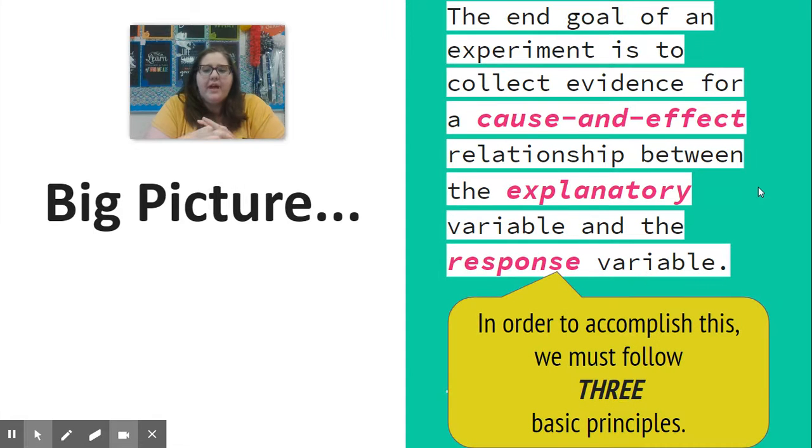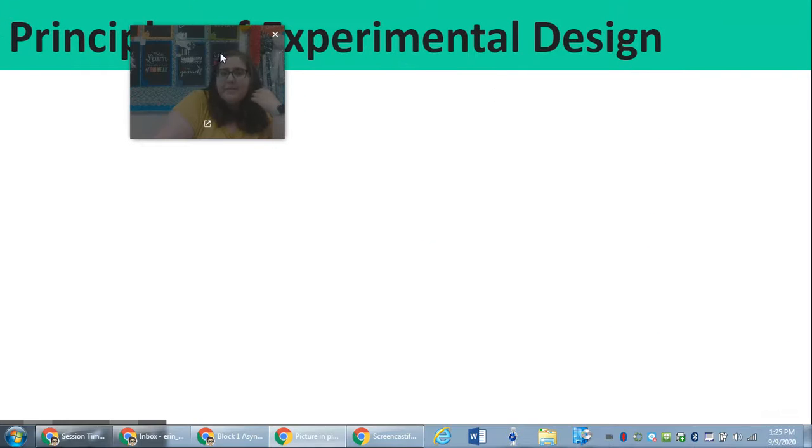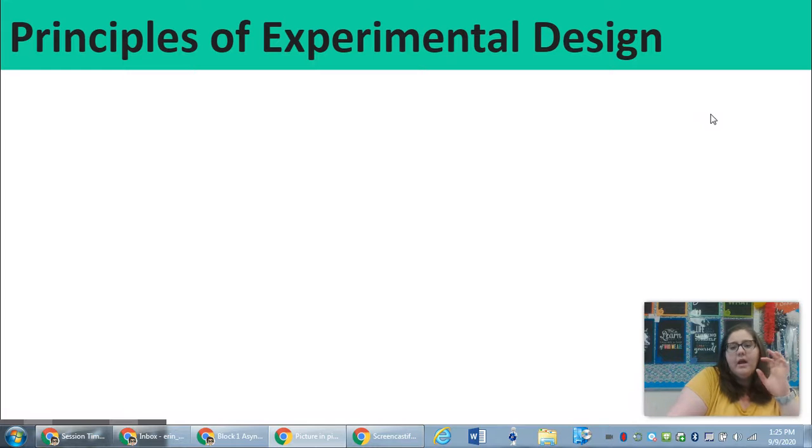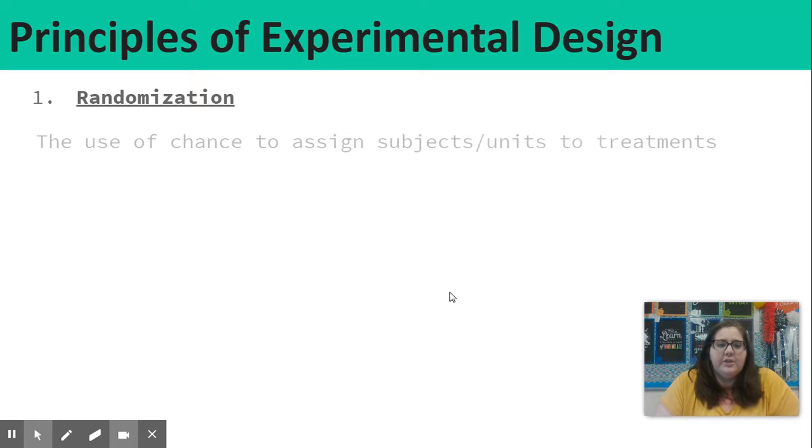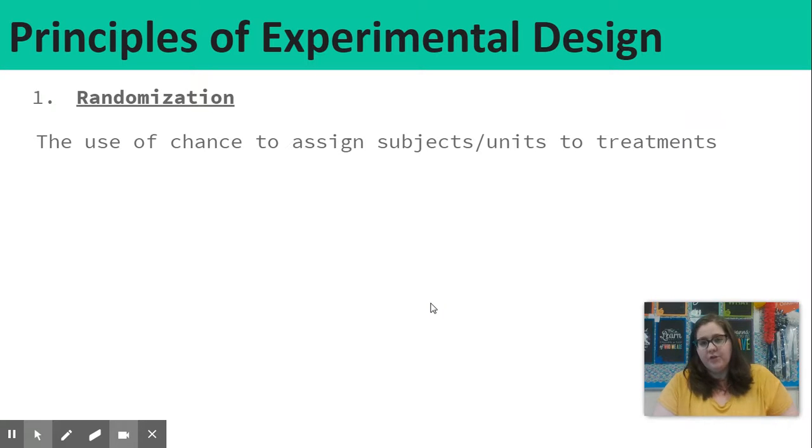In order to accomplish that, we have to follow three basic principles that we call the principles of experimental design. So these are things that make experiments better and give us a really good, solid cause and effect relationship. The first principle of experimental design is randomization. Randomization basically means the use of chance to assign subjects, or experimental units, to their treatment. So randomly assigning the subjects to the treatments as opposed to just letting them choose their treatments, which would actually be just an observational study.